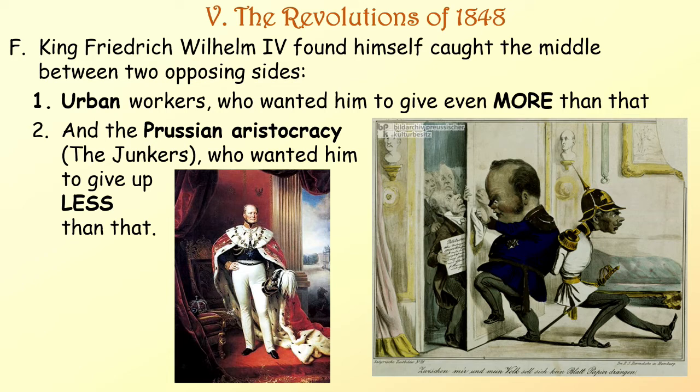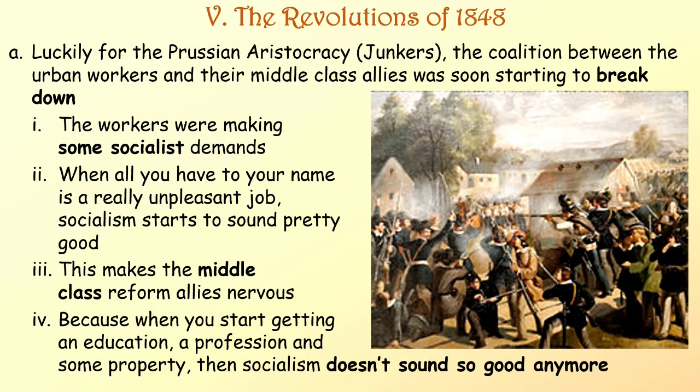King Friedrich Wilhelm IV found himself caught in the middle between two opposing sides. Number one, you had the urban workers who wanted him to give even more than those two things. And then you had the Prussian aristocracy, the Junkers, who wanted him to give much less than that. Luckily for the Junkers, this coalition between the urban workers and their middle-class allies was soon starting to break down. The workers were making some socialist demands, because when all you have to your name is a really unpleasant, low-paying job, socialism starts to sound pretty good. But this makes your middle-class reform allies nervous, because on the other hand, when you start getting an education and getting a profession and being able to buy some property, then socialism doesn't sound so good anymore.